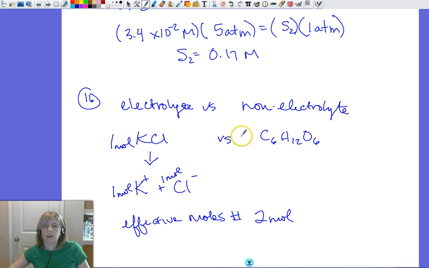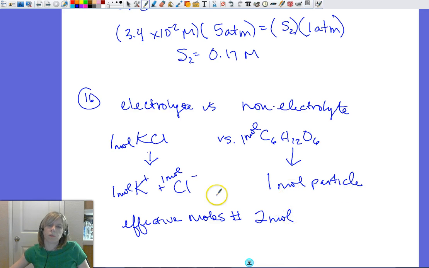Now for sugar, if I have 1 mole, it's not going to break up. It's just going to be individual particles of sugar, so we would still have 1 mole of particles. So our 1 mole versus our 2 moles of particles is where the difference is.